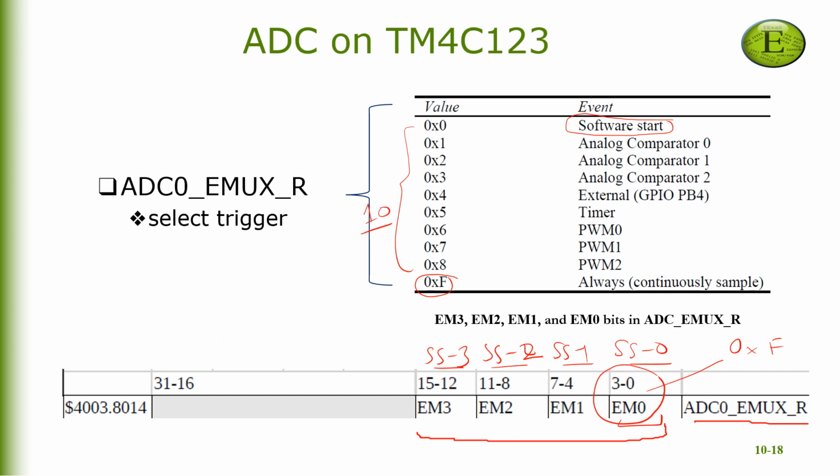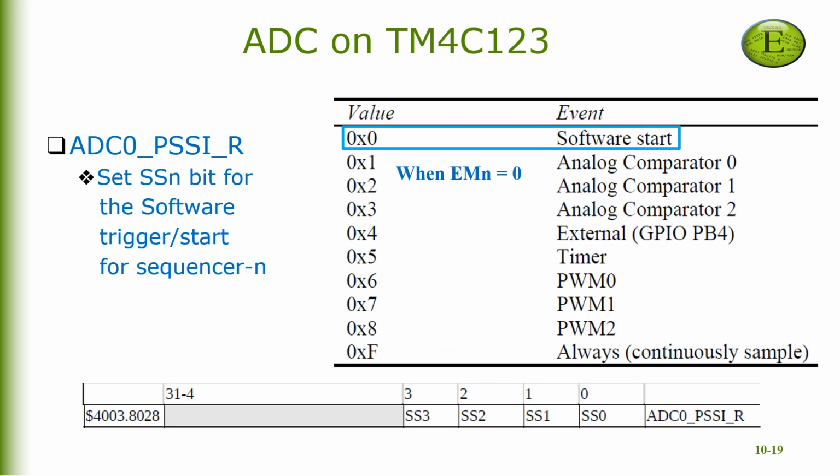So another example would be if we are using just one channel as an input, then we might be interested in just using sample sequencer number 3. And as was the case in your lab exercise, the trigger source was the continuous sampling trigger. Then you simply assign hex F to bit number 12 through 15. However, note that there are so many other trigger sources coming from the comparators, from external port pins, the timers, and PWM completion.